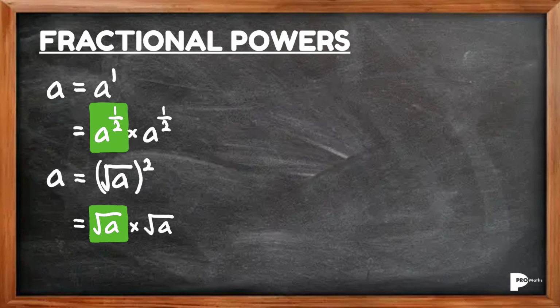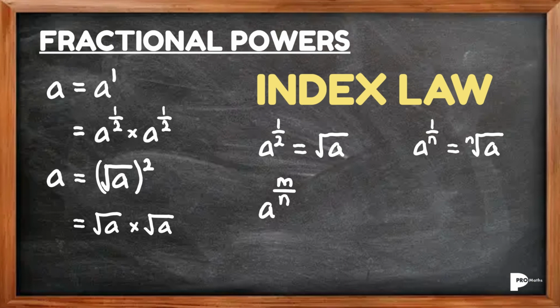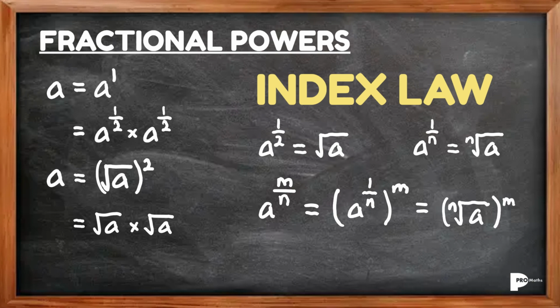Again, a bit more abstract, but isn't maths cool? So we have a to the power of 1/2 equals the square root of a. If we have a to the power of 1 on n, we get the nth root of a. And if we have a to the power of m over n, then this is the same as a to the power of 1 over n, all to the power of m, which is the nth root of a to the power of m.